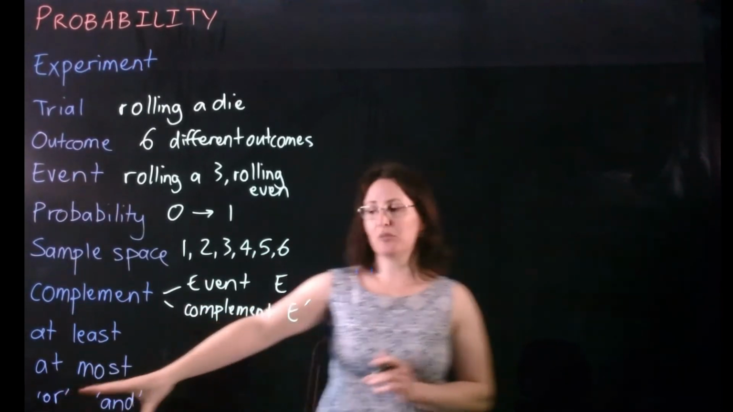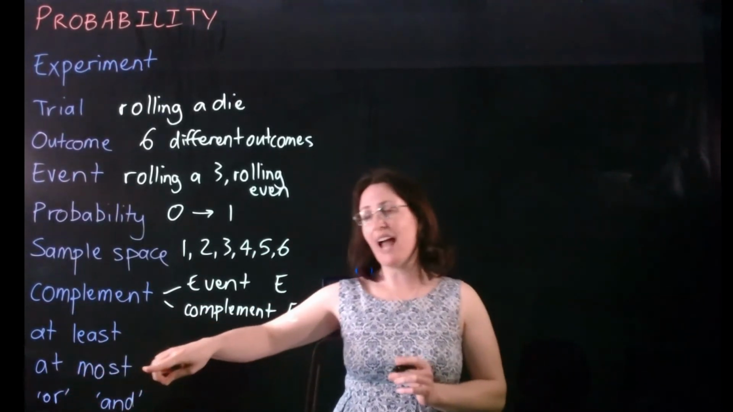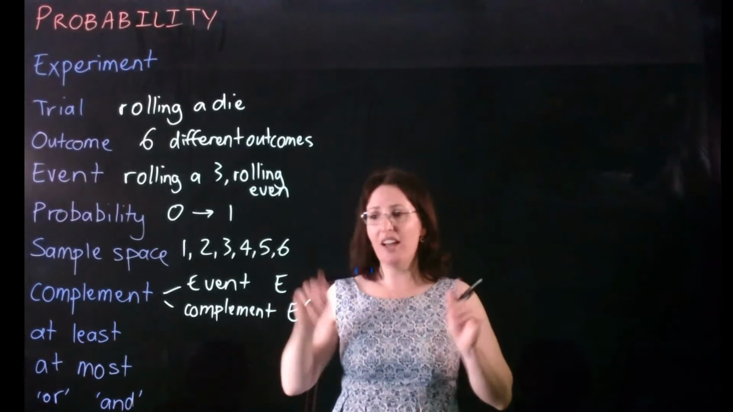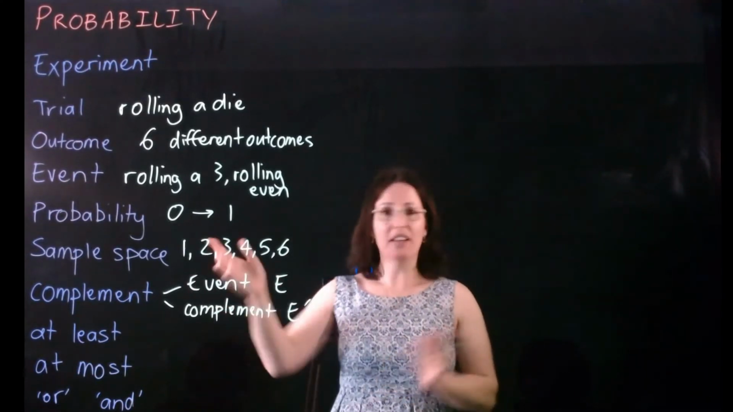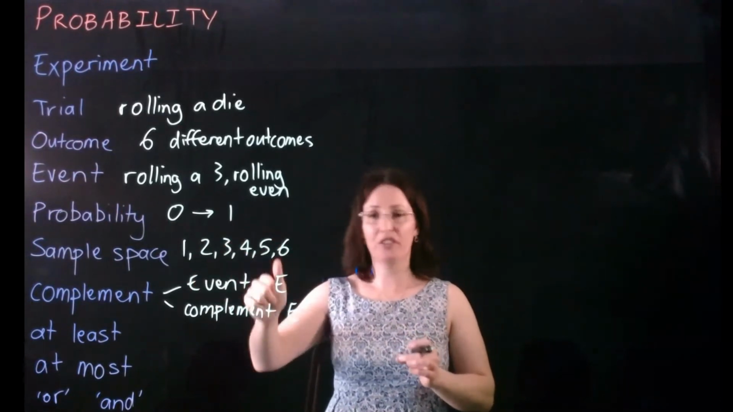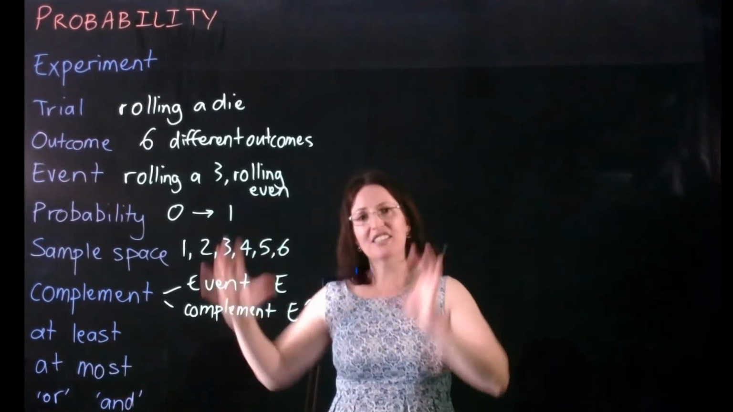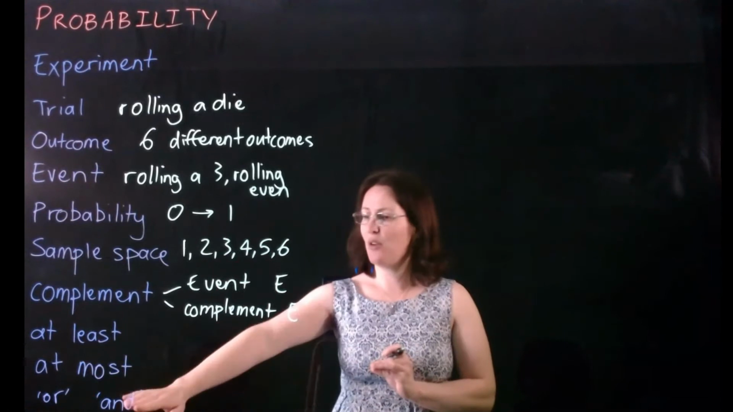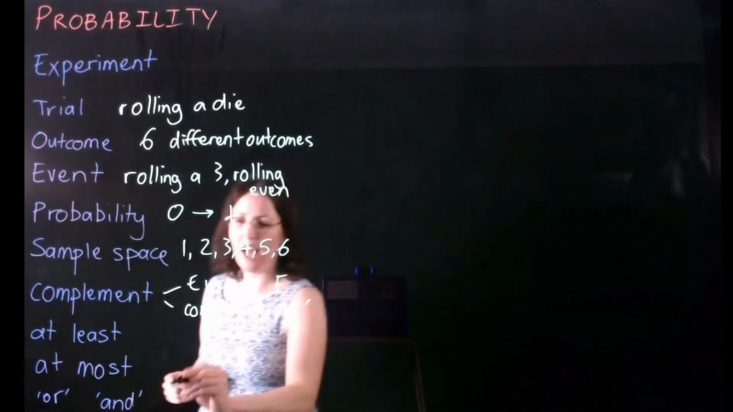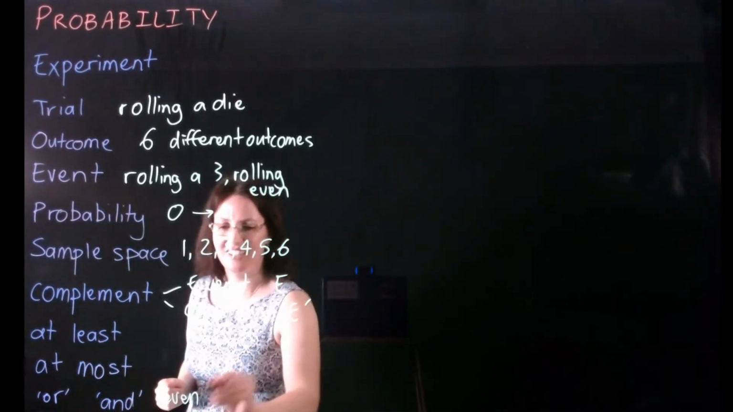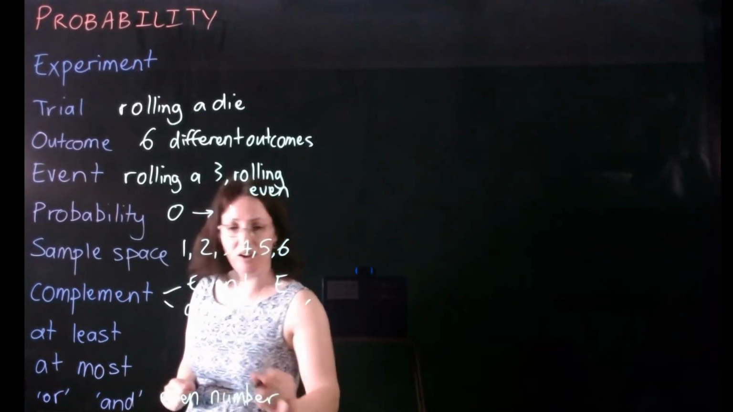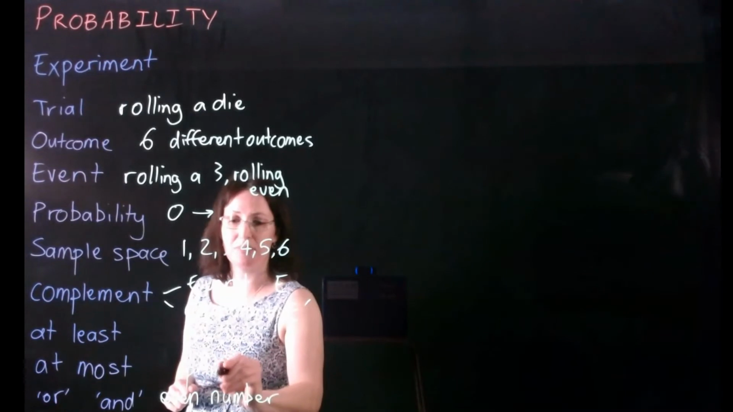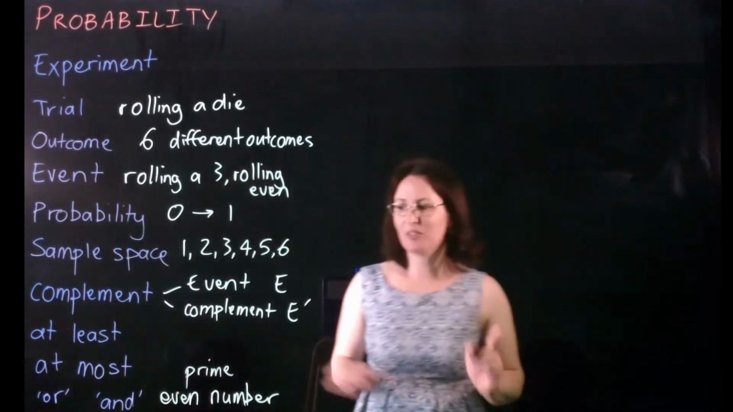And notice I use those words there too. So rolling at most 3 means you have been a winner of your event if you did roll a 1 or a 2 or a 3. And so we're adding the chance of that together. What about the chance of rolling an even number that is also prime? A prime even number. So what are the chances of that?